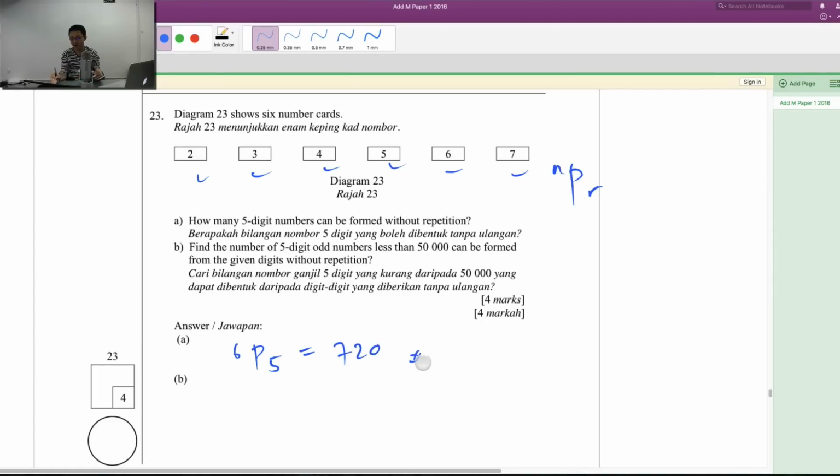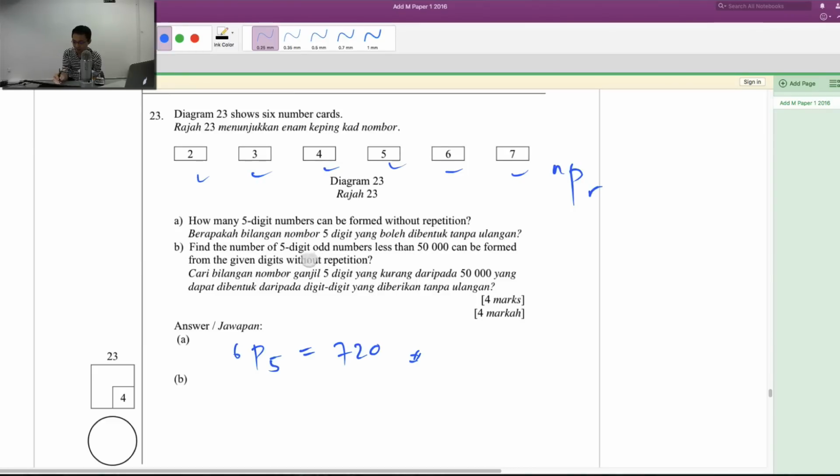Very easy. Okay, because in this case, it doesn't give you any condition. The question doesn't say they want even number, they want odd number, they want a number bigger than 5,000 or anything. So they don't give you any condition, so you just have 6 number, you choose 5. I think it's only 1 or 2 marks.